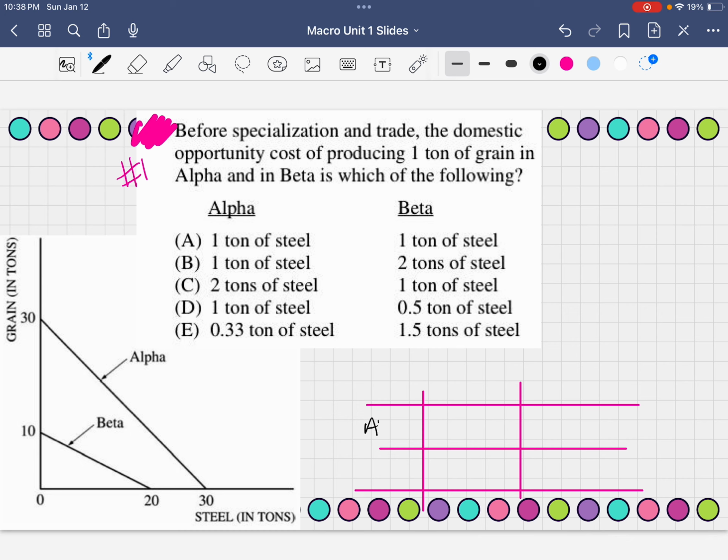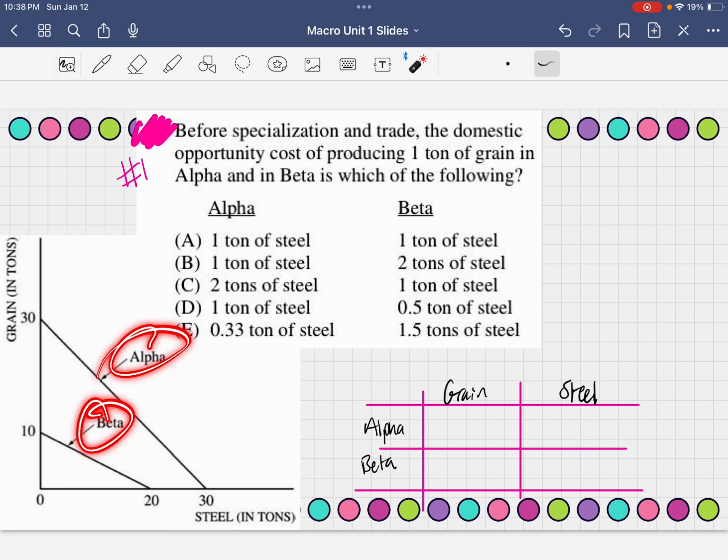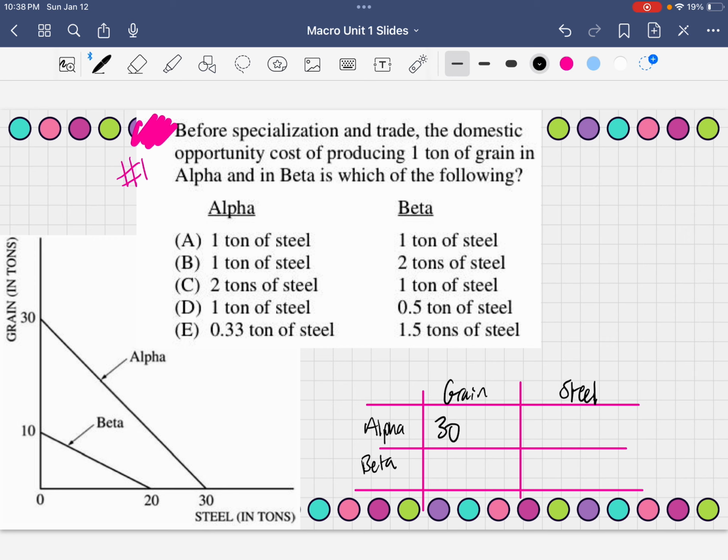We have alpha. And we have beta. And we get our information from the graph. So they're making grain. And they're making steel. See how from this graph, I found the 2 countries. And I found the things they are making. And I input them into the graph. So alpha makes 30 grain. So I would put 30 here. Beta makes 10 grain. Alpha makes 30 steel. Beta makes 20 steel. So that's how you would start that one.